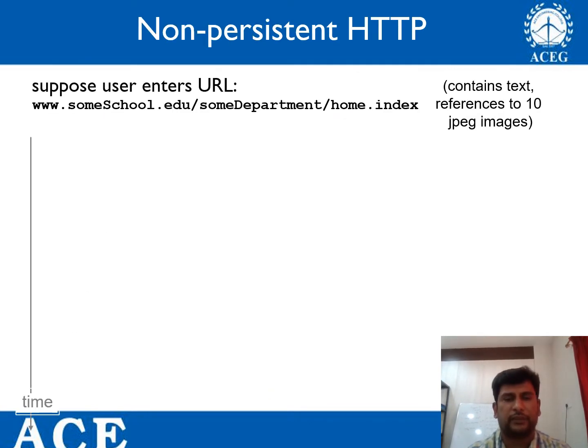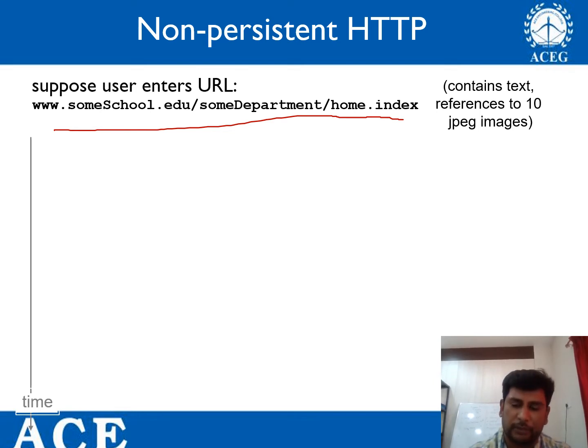Right. As mentioned in our previous slide, non-persistent HTTP is a type of connection in which for every object a connection is established, and after the object has been transferred, the connection will be released. Again, the connection has to be established for the next object. Let us take a simple example to understand this non-persistent type of HTTP connection. So the URL which we are entering is www.someschool.edu/some-department/home.index. It contains text and references to JPEG images.